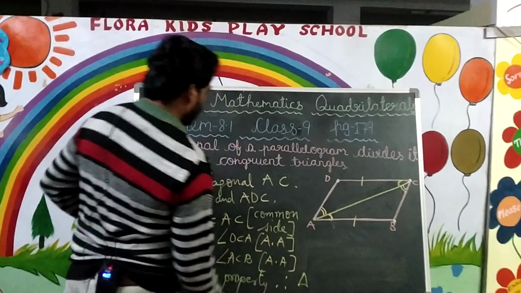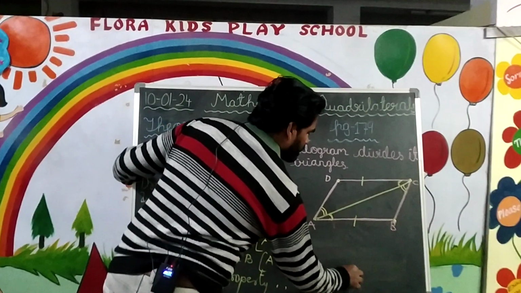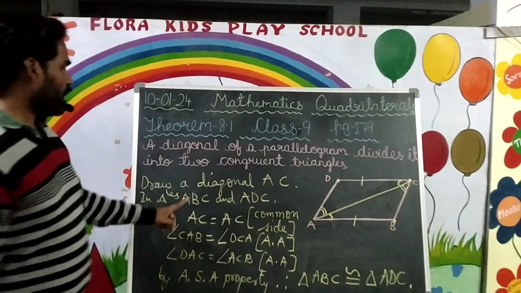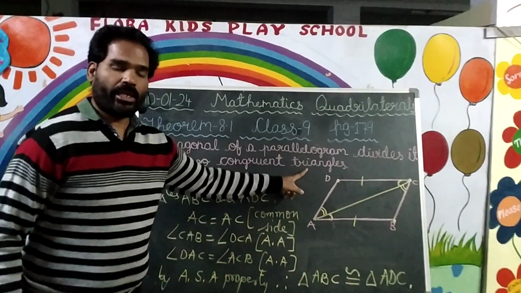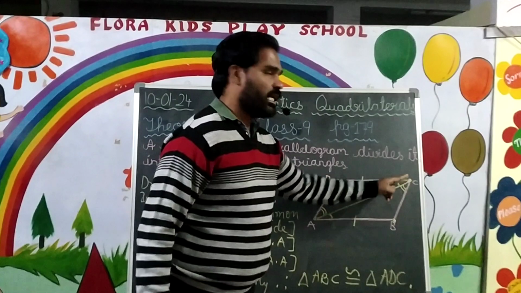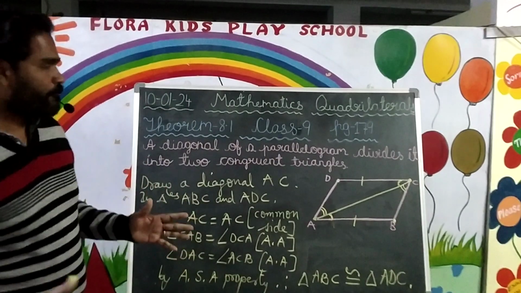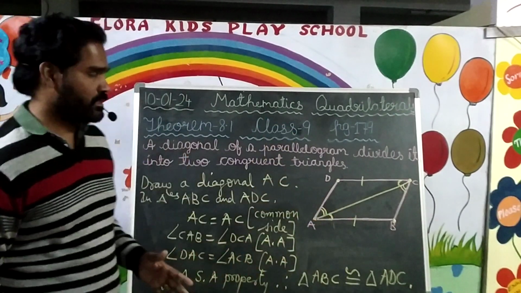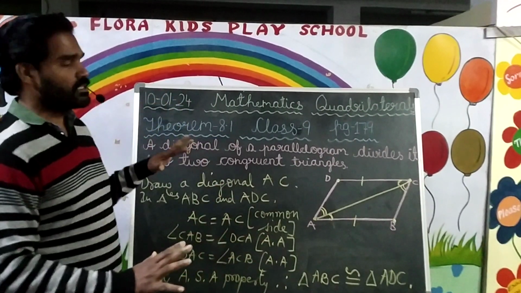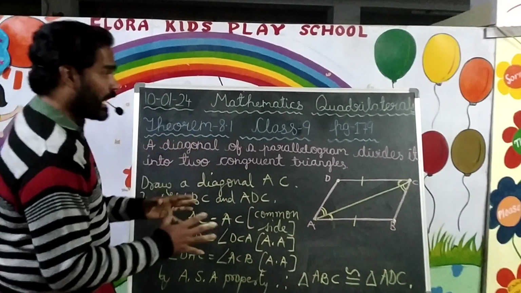therefore triangle ABC is congruent to triangle ADC. These two triangles are said to be congruent triangles. And how did this happen? It is all because of the diagonal of the parallelogram. The diagonal AC of the parallelogram made it so. If the diagonal AC wasn't there, we would never have got those two triangles. So it is because of this diagonal AC that the parallelogram got divided into two triangles, and they are said to be congruent triangles because of the equality of sides and angles between them.